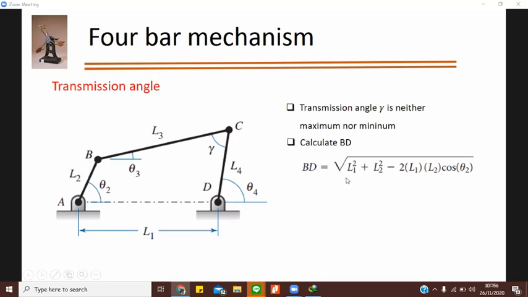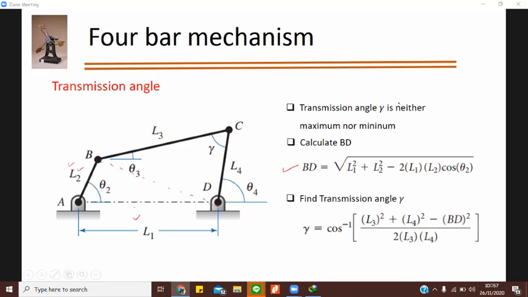So BD is equal to what? L1 square plus L2 square minus 2 L1 L2 cos theta 2. How is it forming? So BD is this. This is your triangle. This is your L1. This is your L2. I am trying to find BD. So BD is nothing but L1 square plus L2 square minus 2 L1 L2 into cos theta 2. I hope you know this formula. So with that, we can find BD. And from there, you can find the transmission angle gamma.